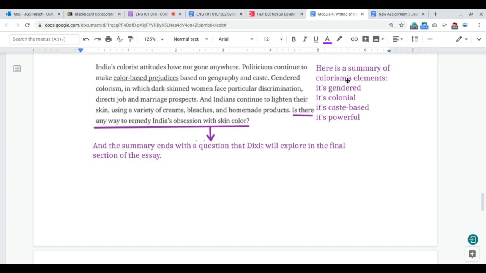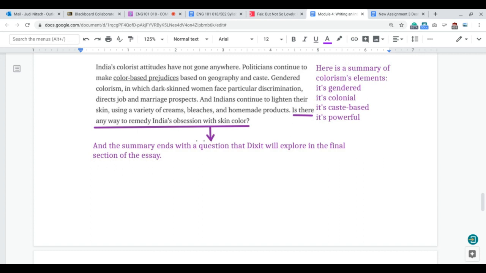So here's a summary of the colorism's elements. It's gendered, it's colonial, it's caste-based, it's powerful, which is nice. If your introduction is more than 2 paragraphs, she's got like a 7-paragraph introduction with a lot of ideas, it's really kind to summarize this problem of colorism, because it's a complicated problem. And then she gives us just that second part of her thesis. Is there any way to remedy India's obsession with skin color? The summary ends with a question Dixit will explore in the final section of this essay.